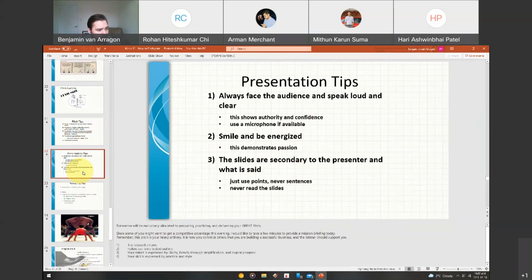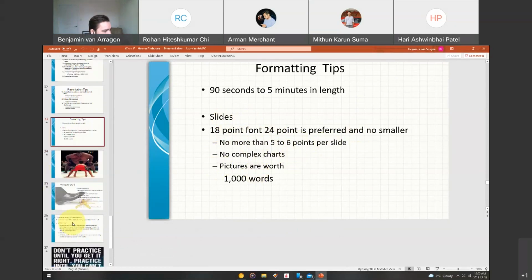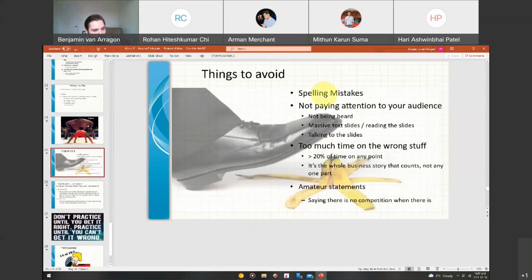A couple tips. Just smiling, being energized, using slides to keep you on schedule. If you're doing slides, 18-point to 24-point font is preferred and no smaller. And no more than 5 to 6 points per slide. No complex charts. Pictures are worth 1,000 words, right?